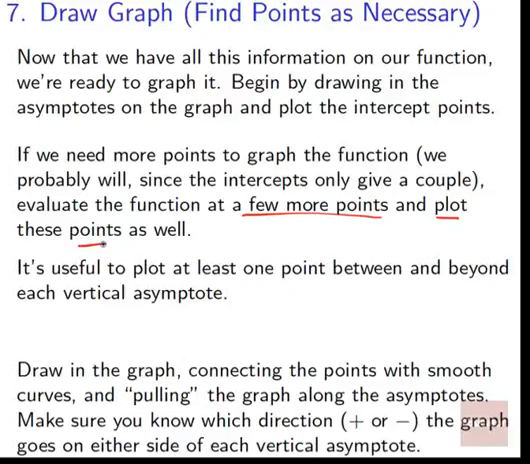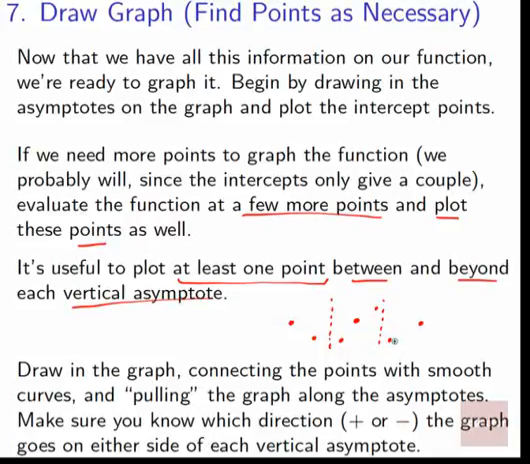It's useful to plot at least one point between and beyond each vertical asymptote. So if we've got vertical asymptotes like here and here, you'd probably want to make sure you plot at least one thing in each of these locations, and there's a good chance you'll need a couple more than that to be able to really get a sense for how the thing is going to come together as a picture. So something to think about.